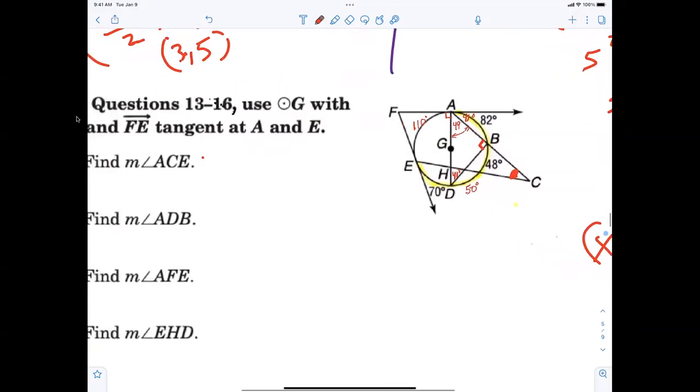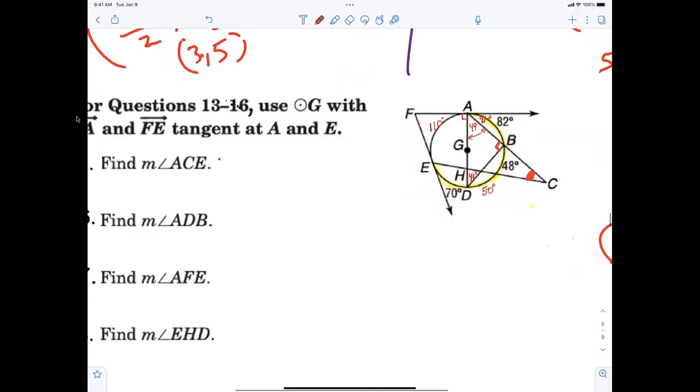So now we know that angle C is equal to the big arc, which is 110, minus 48. Divide that by 2. And what's that? 31. Is that 31? Yeah. All right, so 31 degrees.